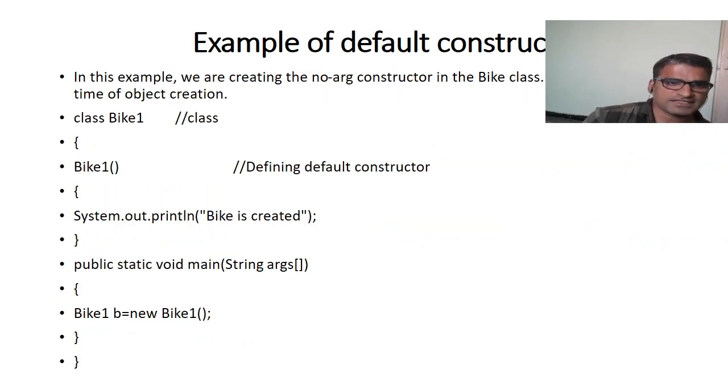So let us see the simple example of a default constructor. Here the class name is Bike1. When we create a class, then we are allowed to create a constructor called Bike.